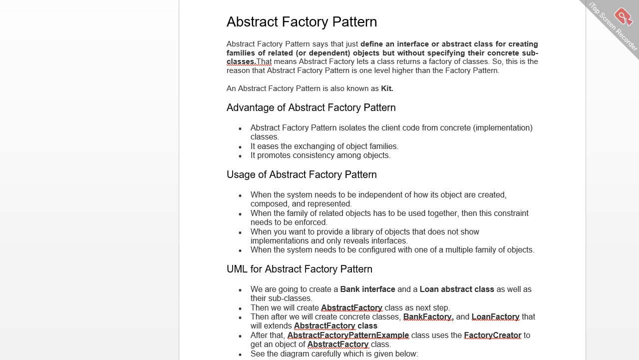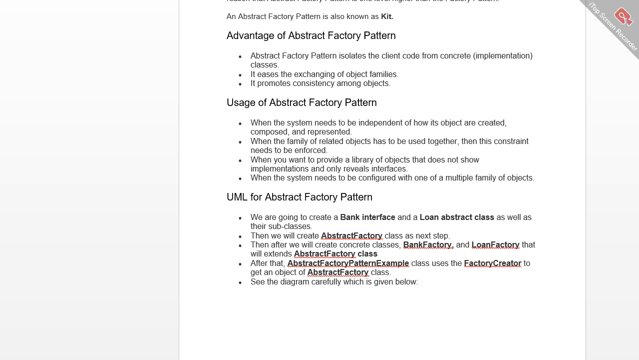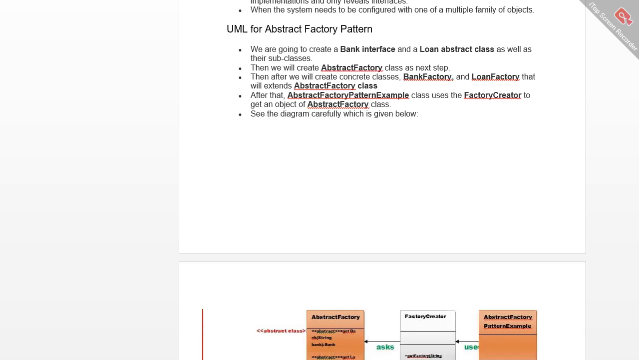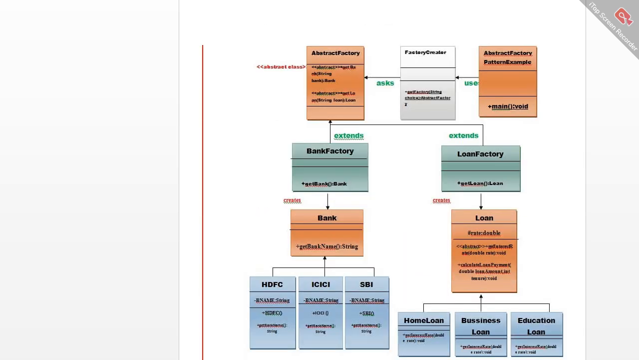UML for abstract factory pattern. We are going to create a bank interface and a loan abstract class as well as their subclasses. Then we will create abstract factory classes next. Then after we will create concrete classes, bank factory and loan factory, that will extend the abstract factory class. After that, the abstract factory pattern example class uses the factory creator to get an object of the abstract factory class. Diagram.